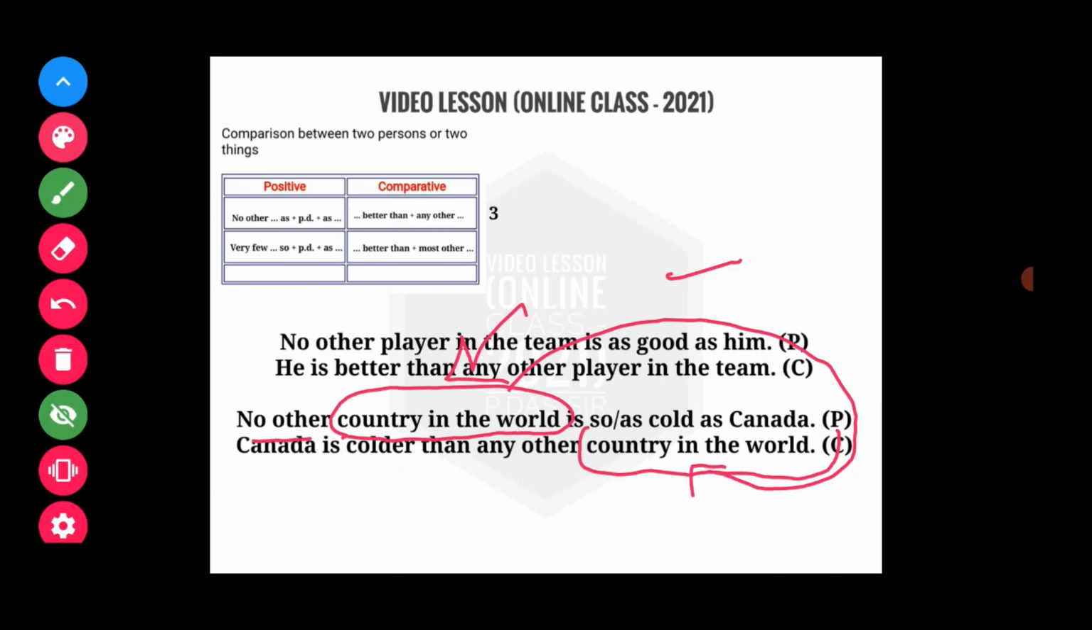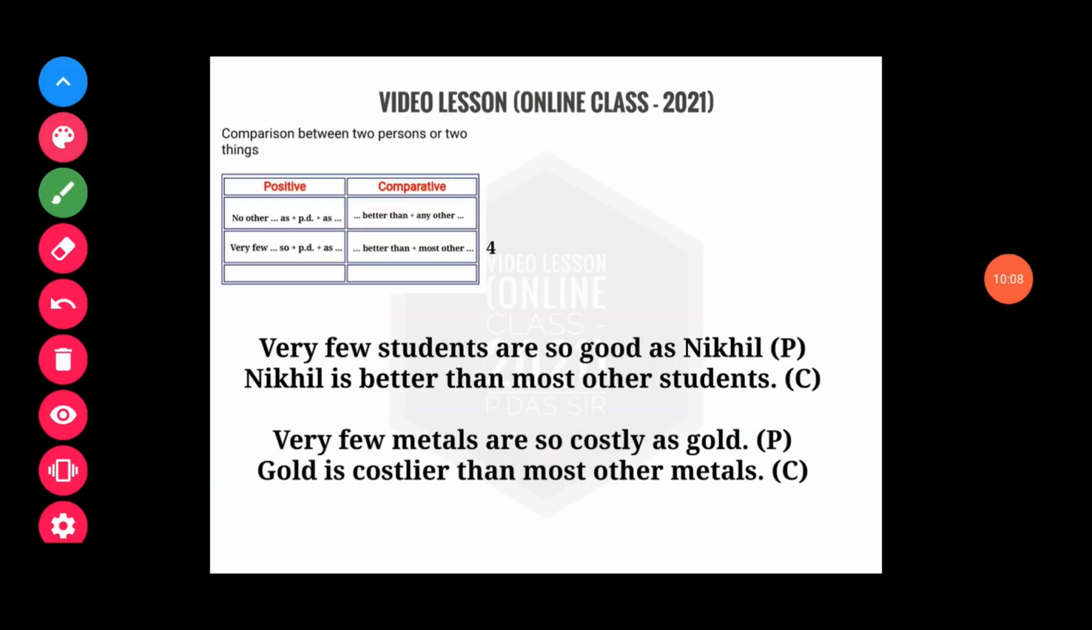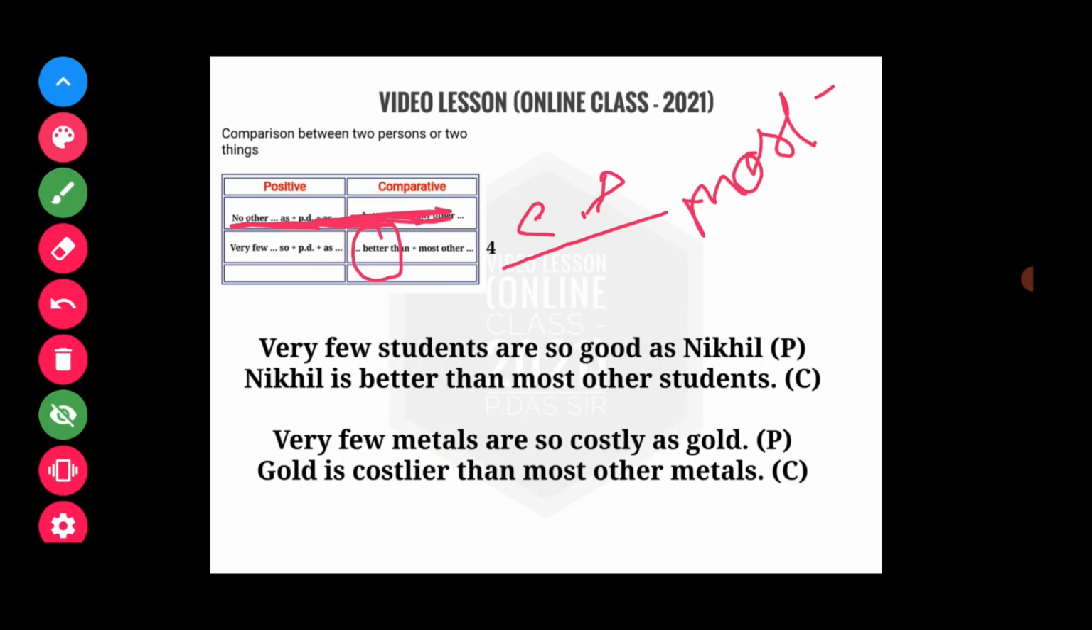Just observe how the rule is used in positive and how we are using the rule in comparative. Okay, now see rule number 4. Now you do not concentrate on this rule, now we need this one. And a better than, what is written, better means CD, comparative degree. Earlier we had any other; here we have most other. Now see the sentence that we have.